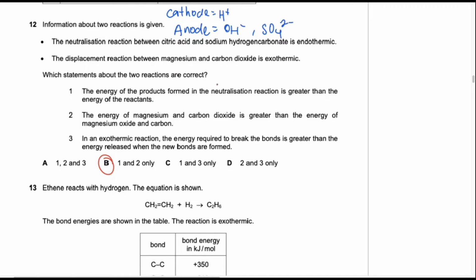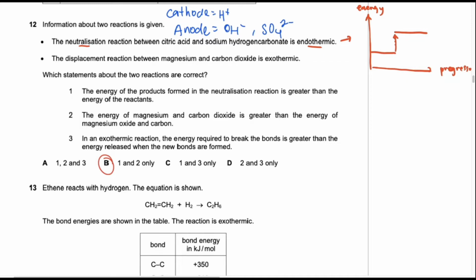Okay, so neutralization refers to the first one, and it is endothermic. Let's see the energy level diagram as a revision. This is the energy, and this is the progress of the reaction. Endothermic is where the reactants absorb energy from the surroundings, for example the water, and then get more energy. That is endothermic.